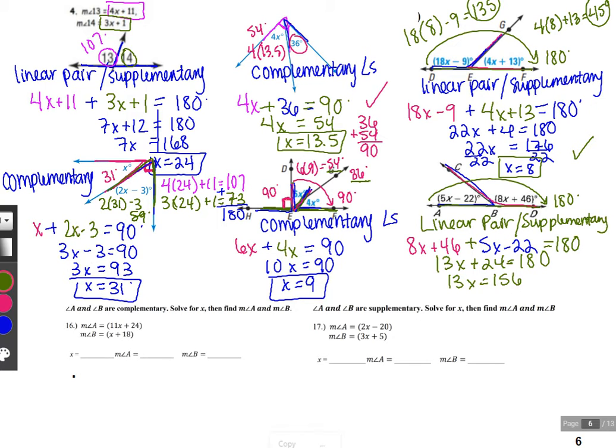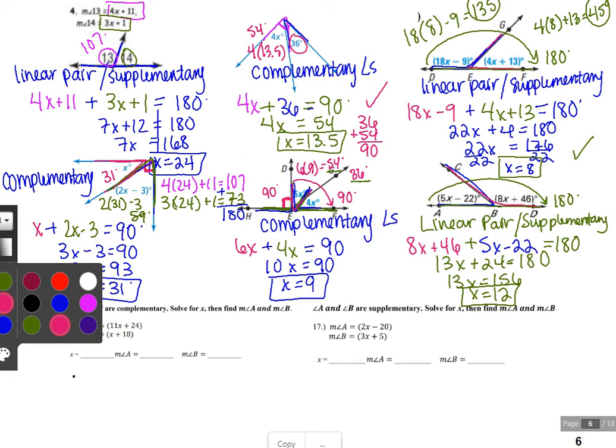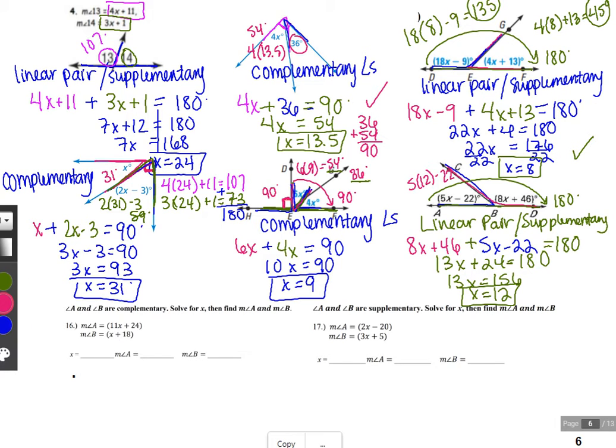Alright, and then we're going to substitute, make sure we did our algebra right. So 5 times 12 minus 22 should be 38 degrees. And then over here we have 8x plus 46. We're going to substitute 12. 8 times 12 plus 46 should equal 142. And then just double check, does 142 plus 38 equal 180? Then we know we've done our algebra right.